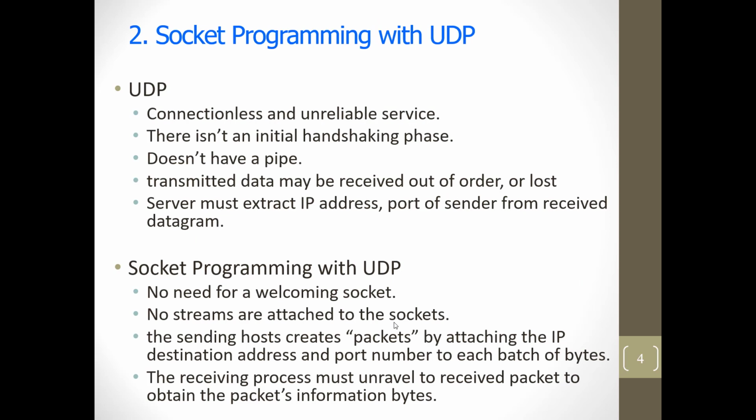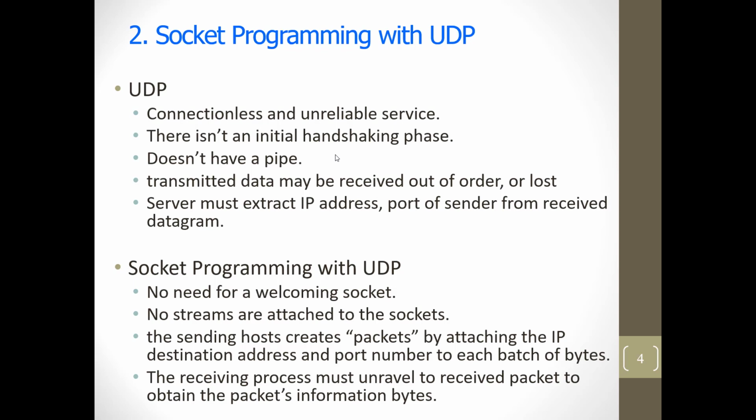We already discussed almost the same points, repeated here. It is a connectionless and unreliable service, and there is no initial handshaking phase. So there is no three-way handshake. In TCP you will have a three-way handshake, but here we don't have any three-way handshake process. UDP does not have any pipe concept.